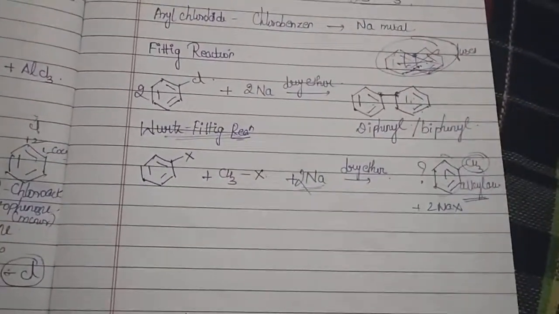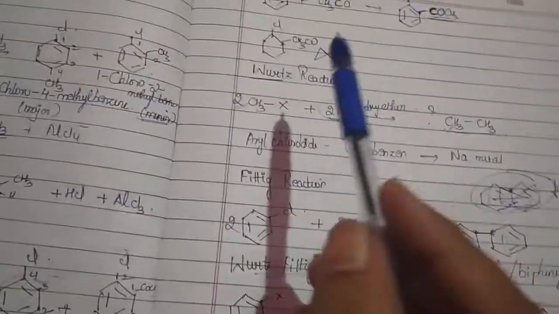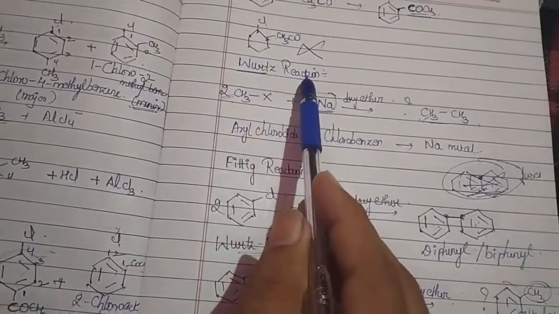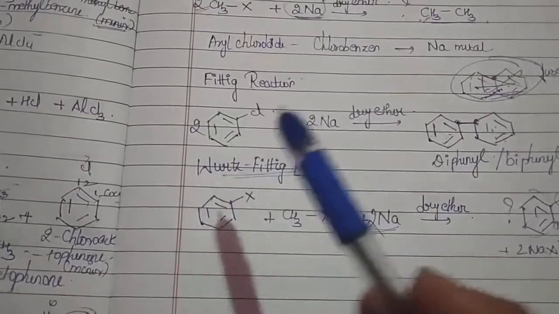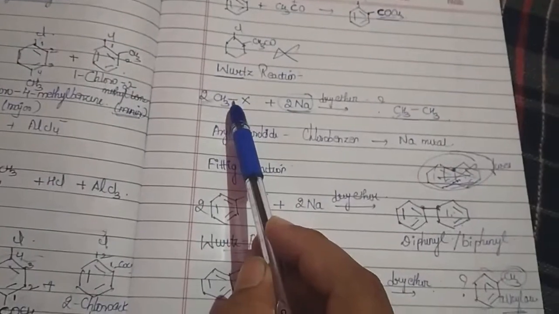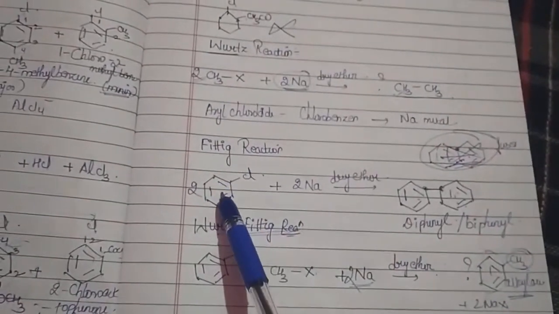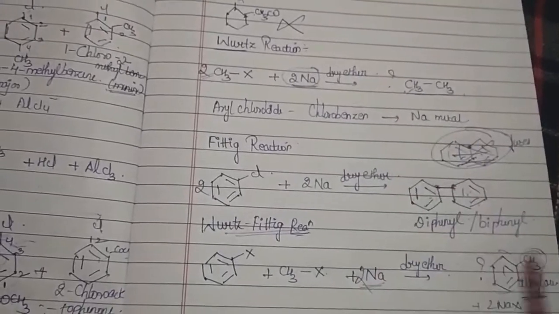So that is called the Wurtz-Fittig reaction. That is the reason when I was talking about the reaction with metals, I also wrote what you mean by Wurtz reaction, so that it would be easy for you to understand the Wurtz-Fittig reaction. In Wurtz I took my alkyl halide, whereas in Fittig reaction I took my aryl halide, which was treated with sodium metal in dry ether, and we got coupled products.